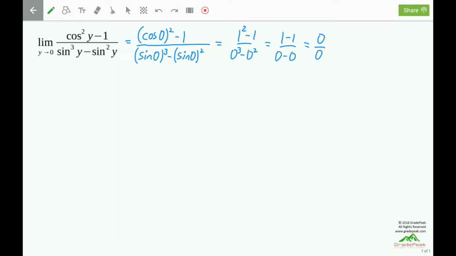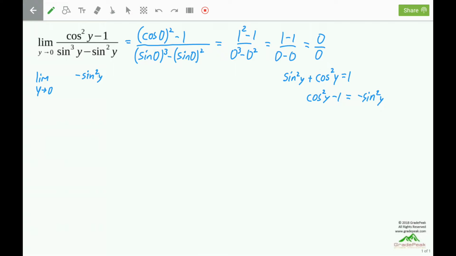In the denominator, we have the ability to factor out a sine squared of y. In the numerator, it looks like we may have a form of the Pythagorean identity. Sine squared of y plus cosine squared of y equals 1. Rearranging, cosine squared of y minus 1 equals negative sine squared of y. So I can replace that numerator with negative sine squared of y.